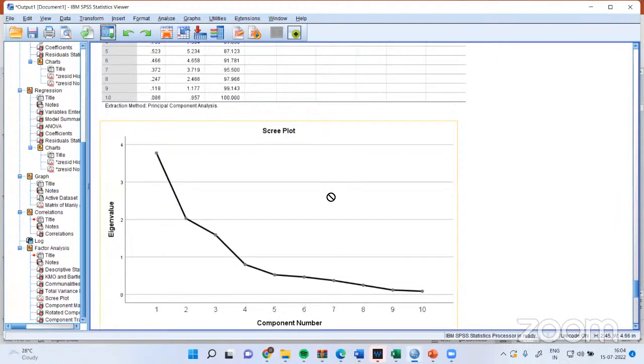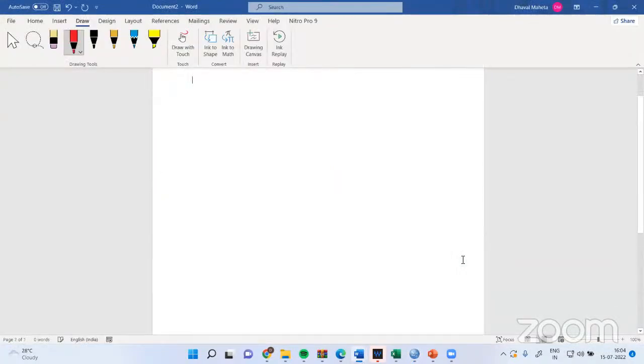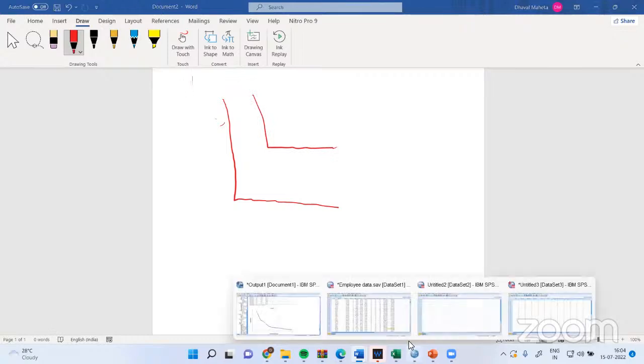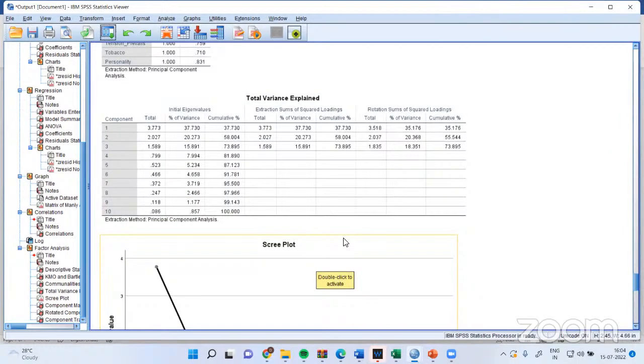It is always desirable that your scree plot is having a kinked type, the elbow. See the elbow like this. This is a desirable elbow, kinked shaped curve. It is not so kinked, but anyway, we can accept it because our test is saying this. Right. Now you see the variance explained. It is also known as the R square of the model.